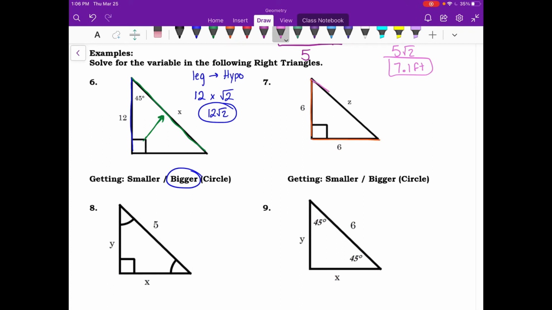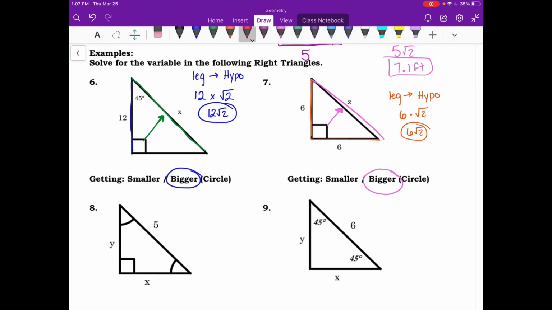Number 7, on this one I'm given two side lengths, 6 and 6, and I need to find the length of my other side, z. So z I know is my hypotenuse, it's opposite from my 90, so we are getting bigger. So we are going from the leg to the hypotenuse. So I'm going to take my leg length, 6, and multiply it by square root of 2. And that's just 6 root 2.